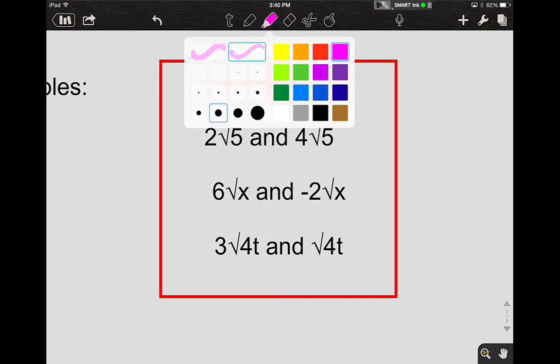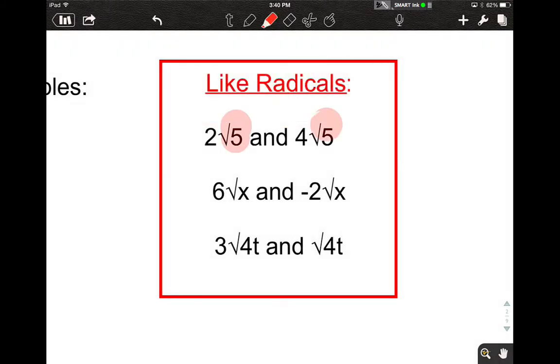As you can see here, we have the square root of 5 and the square root of 5. We have the square root of x and we have the square root of x. We have the square root of 4t and 4t. Okay, I know those look a little bit funny. Sometimes it's hard to get the graphics to put the little top on there like I'd like. But the idea is still there. We have to have the same piece towards the end if we're going to add or subtract radical terms.